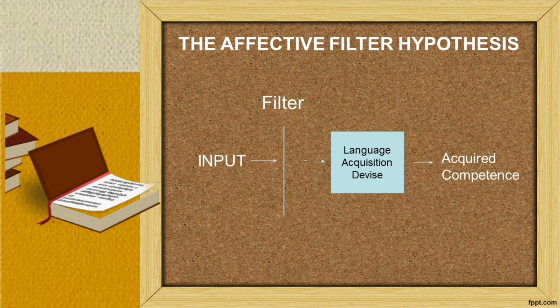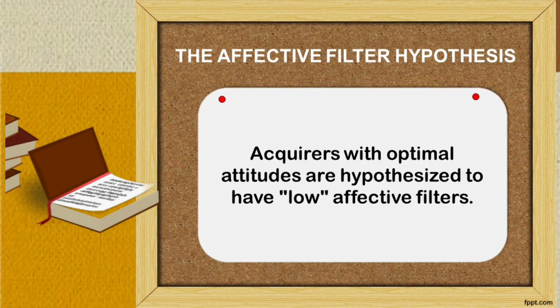The filter hypothesis explains why it is possible for an acquirer to obtain a great deal of comprehensible input and yet stop short, and sometimes well short, of the native speaker level, or fossilize. When this occurs, it is due to the affective filter. The operation of the affective filter. The affective filter, posited by Dulay and Bird, acts to prevent input from being used for language acquisition.